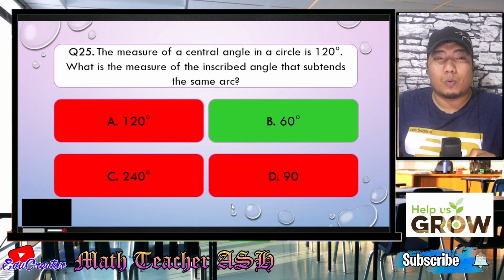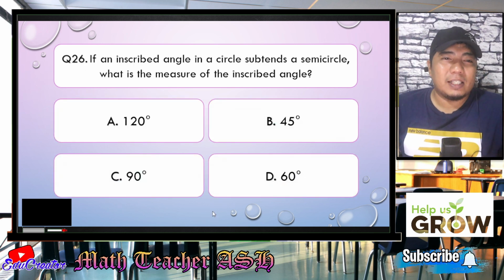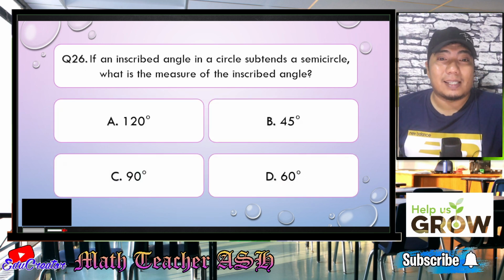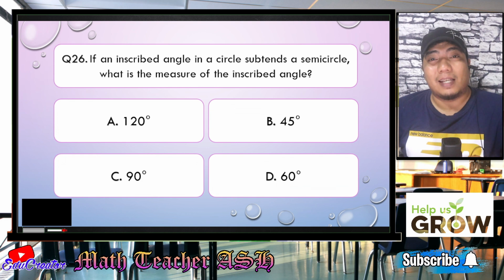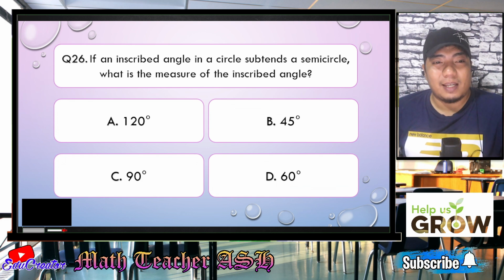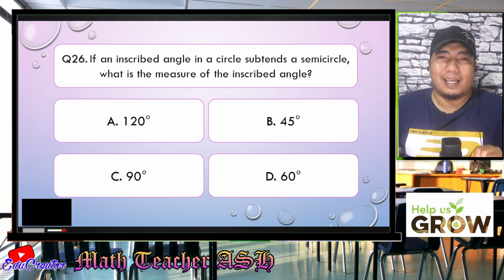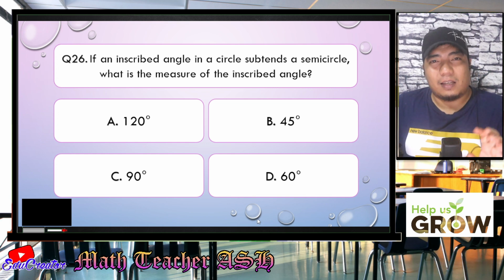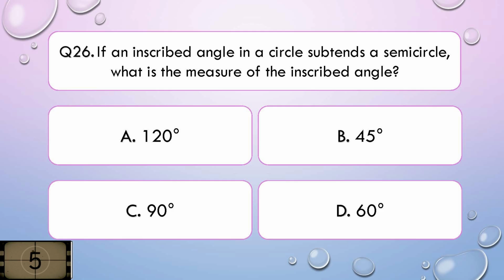Now, let us go to question number 26. If an inscribed angle in a circle subtends a semicircle, what is the measure of the inscribed angle? Is it A, 120 degrees, B, 45 degrees, C, 90 degrees, or D, 60 degrees? I'll give you 5 seconds to think about your answer.